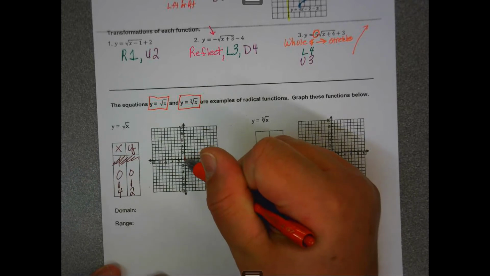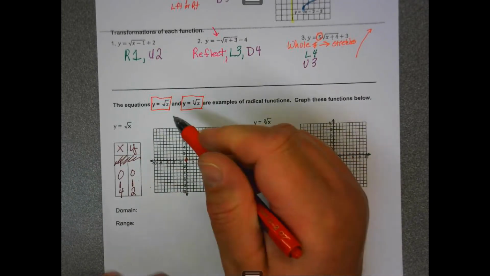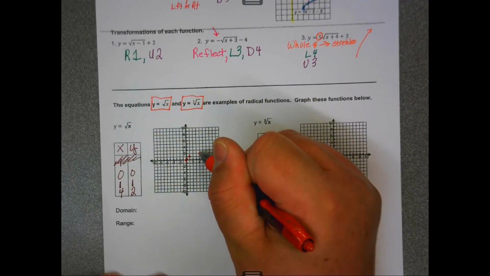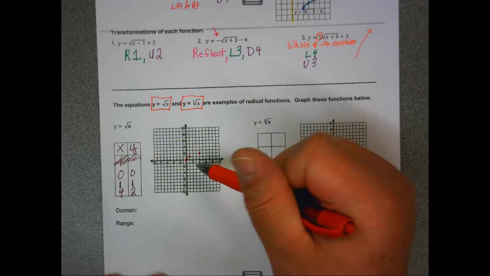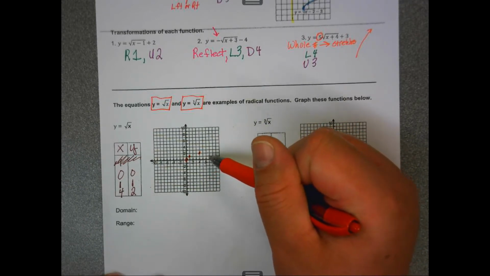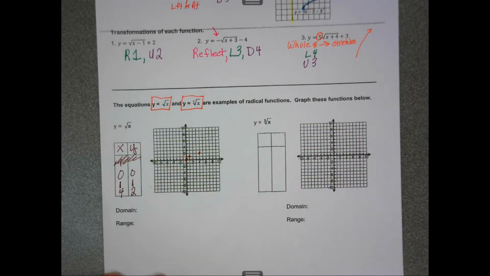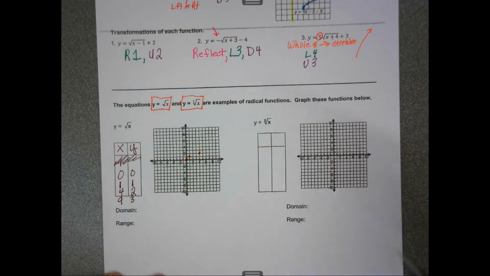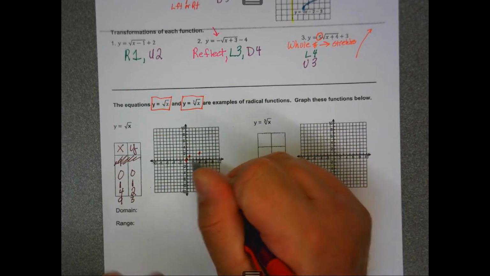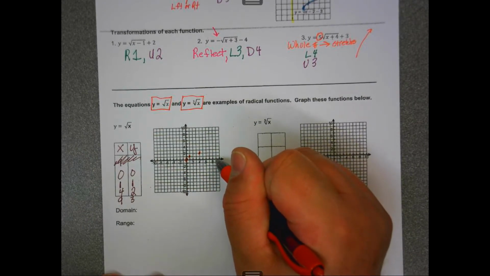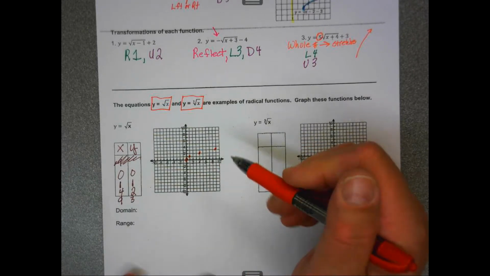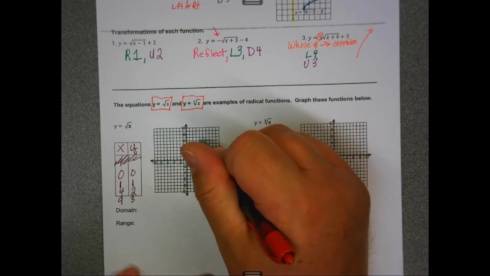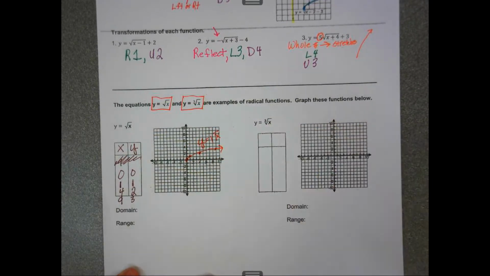So I get 0, 0. This is the parent function. 1, 1, and 4, 2. And if we want to go farther, 9 would be the next perfect square. Square root of 9 is 3, 3 times 3. I don't really need it because I have 3 points to make a pretty good sketch here, but I'm going to use 9, 3 because it fits on my graph. So here's the parent function of the square root of x. So this is y equals the square root of x, parent function.